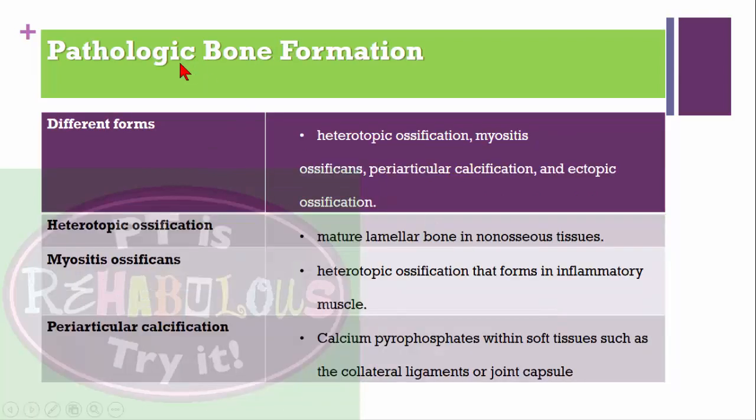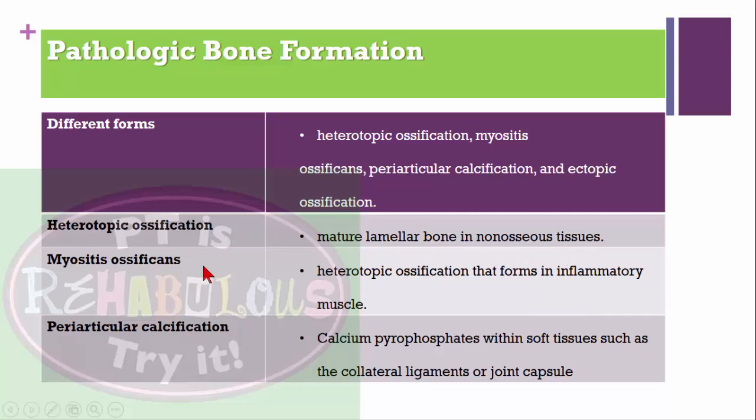Let's learn pathological bone formation. Different terms are used for pathological bone formation, like heterotopic ossification, myositis ossificans, periarticular calcification, and ectopic ossification. Let's learn individually. So what is heterotopic ossification? That means mature lamellar bone in non-osseous tissues.